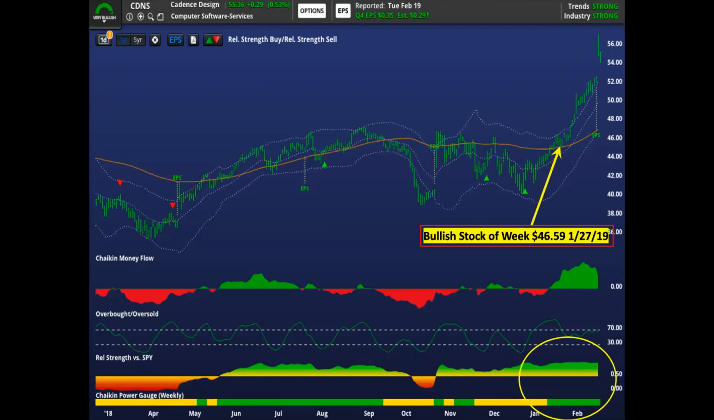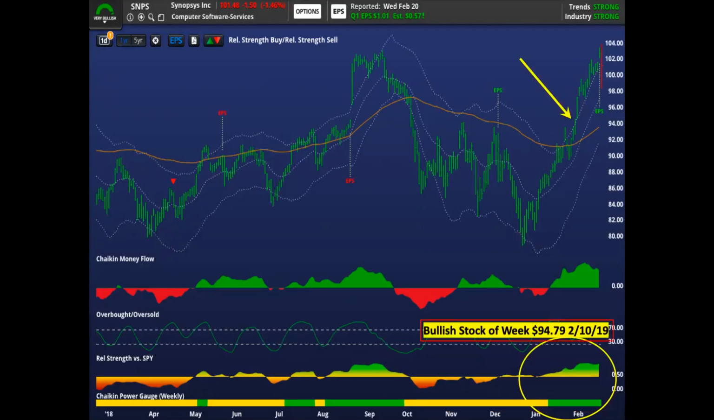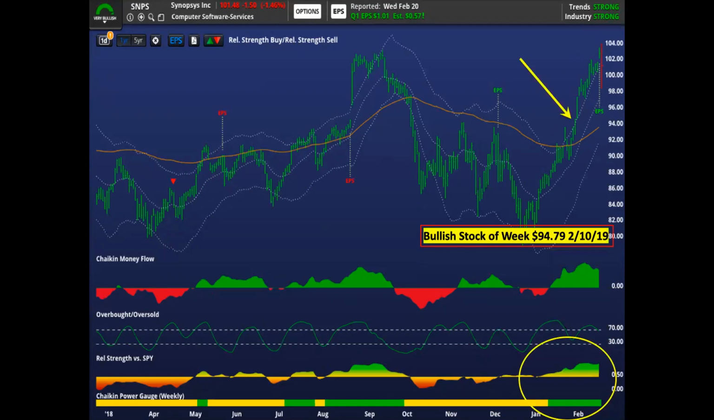In this case, it's done a pretty good job of holding that gain, but that's your earnings opportunity. Now, Dan Russo, when he wrote Market Insights on February 10th, made Synopsys his bullish stock of the week. It was 94.79. Power Gauge rating had turned bullish at about 92. Stock reported a positive earnings surprise yesterday, spiked up to 103.50. Great opportunity to get out of the stock. Let someone else take the risk at that point.